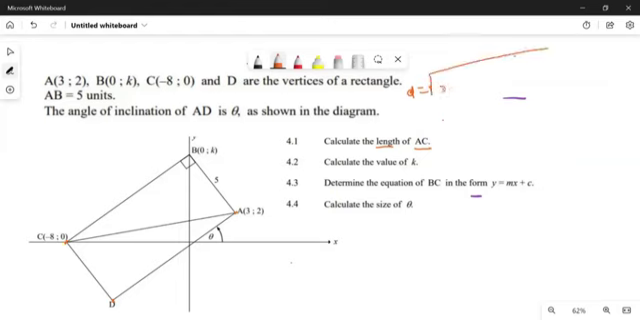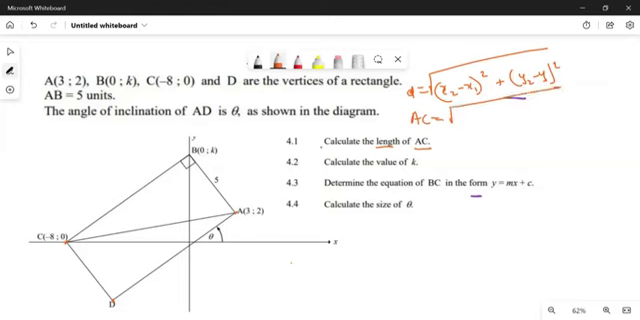root x2 minus x1 all squared plus y2 minus y1 all squared. And since we're looking for AC here, we'll come and say AC is going to be given by, and then here we are going to do it alphabetical.